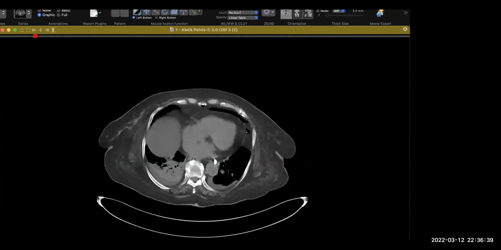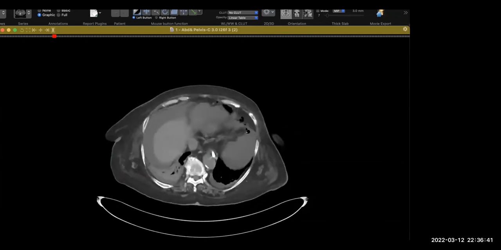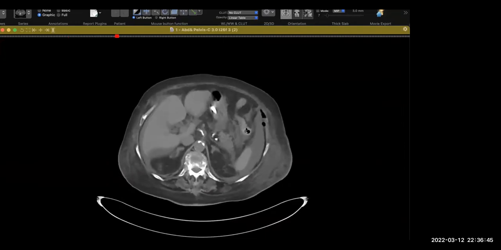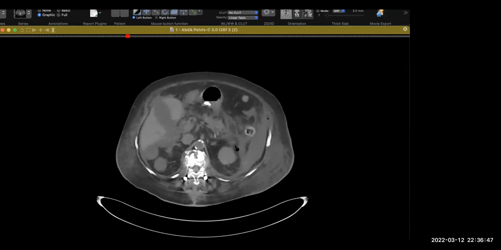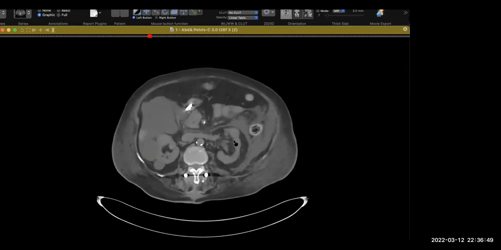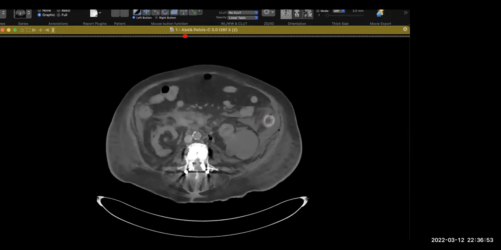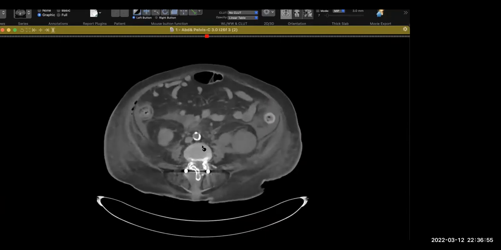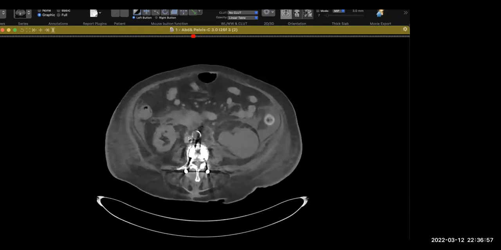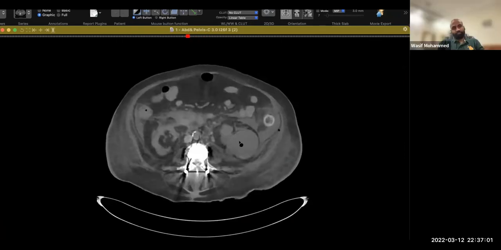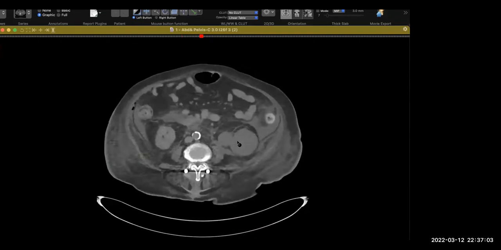So these are the axial sections of the abdomen in an elderly patient. I'm scrolling through the images first. I can see there is a lot of fat stranding and intra-abdominal free fluid. The right kidney appears atrophic. In the left kidney, there is a large, I think, cyst.